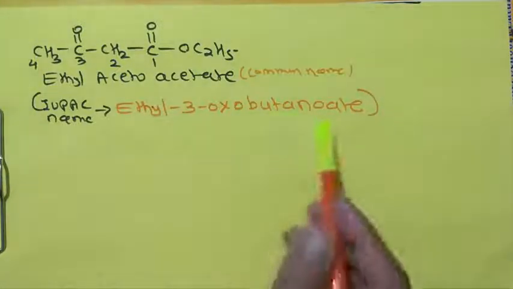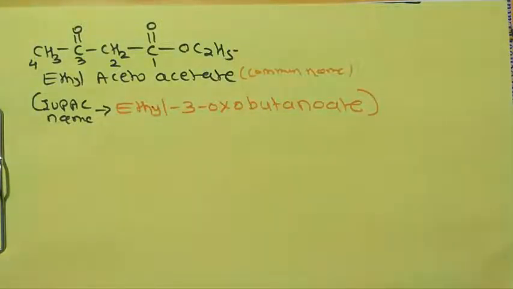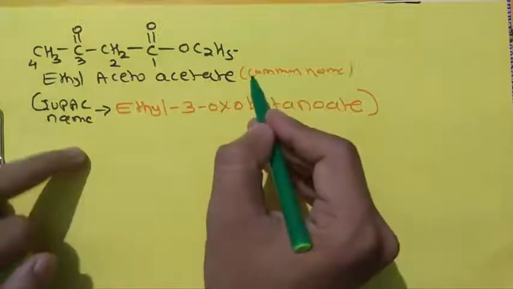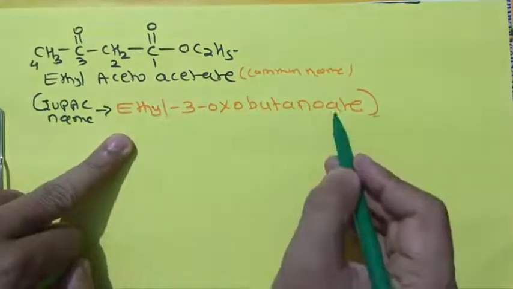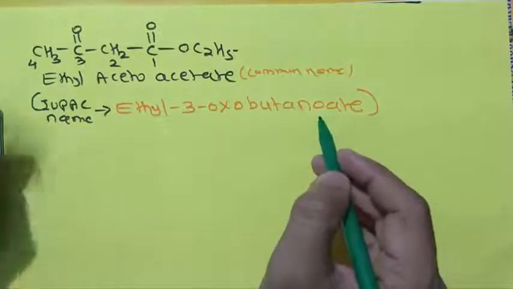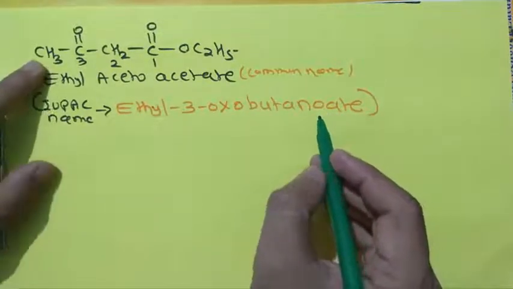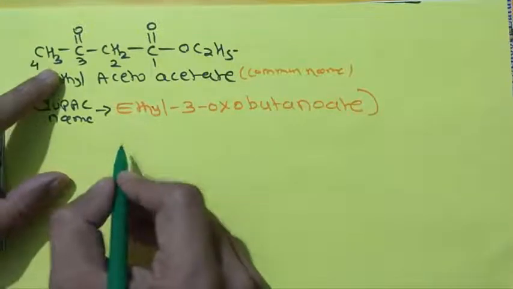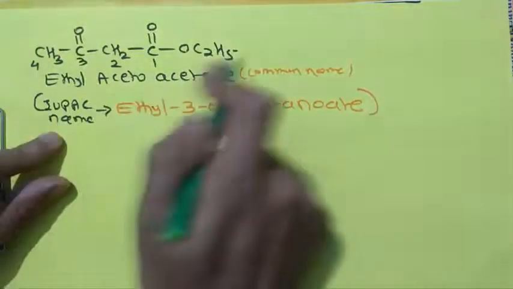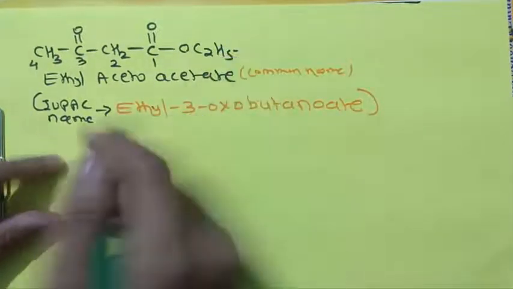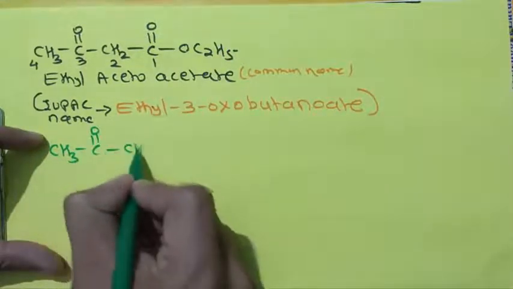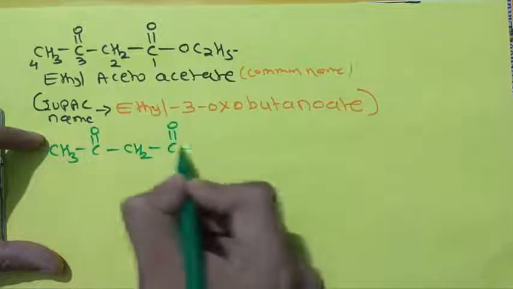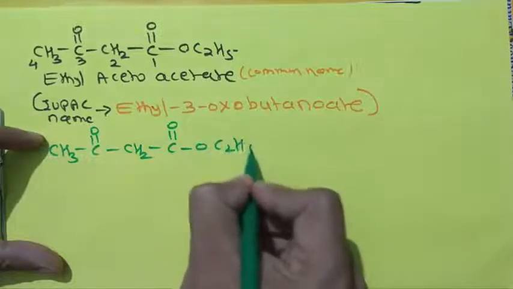Ethyl 3-oxo-butanoate is the IUPAC name. Ethyl acetoacetate is the common name. Here this structure is very big. CH3 C double bond O, CH2 C double bond O C2H5.